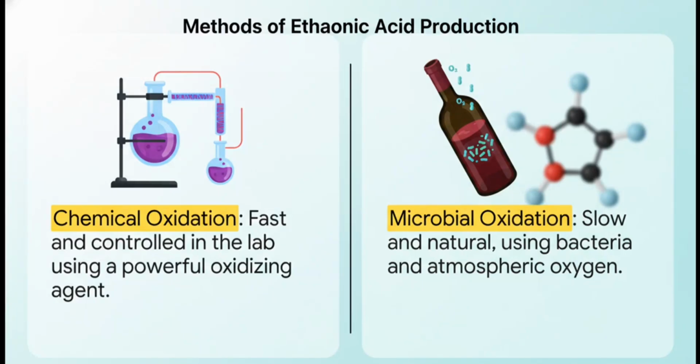We make ethanoic acid by oxidizing ethanol, and there are basically 2 ways to do it. You've got the fast, controlled chemical method we use in the lab, and then there's the slow, natural microbial way that happens all around us.